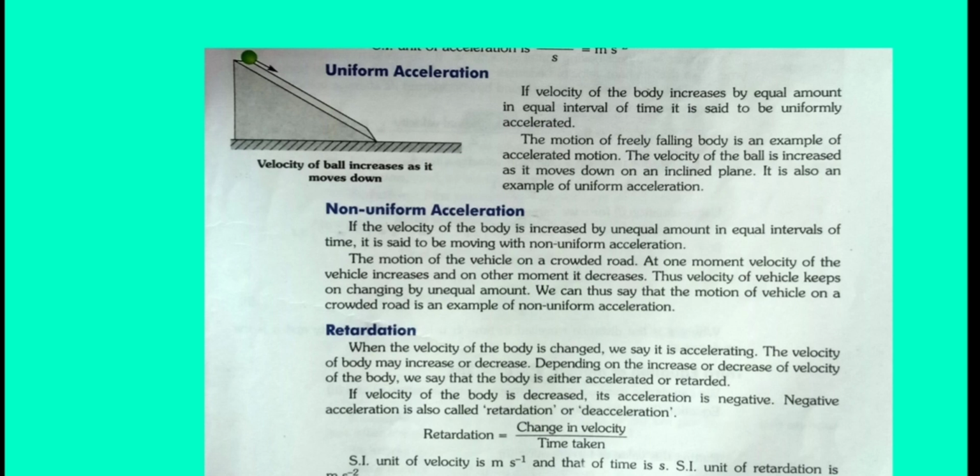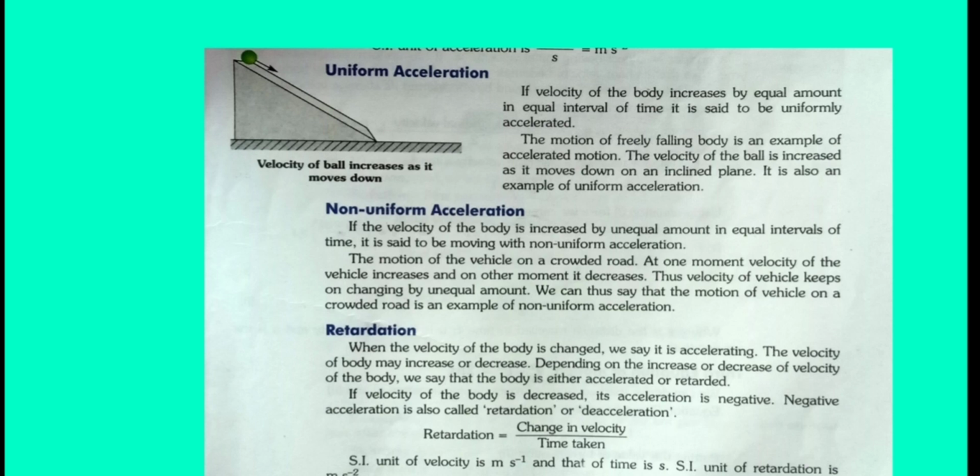A very good example is the movement of a vehicle on a crowded road. As soon as the road is clear, the vehicle will be able to increase its velocity, but whenever there is a crowd or traffic, definitely the velocity reduces. So this can be taken as an example of non-uniform acceleration.